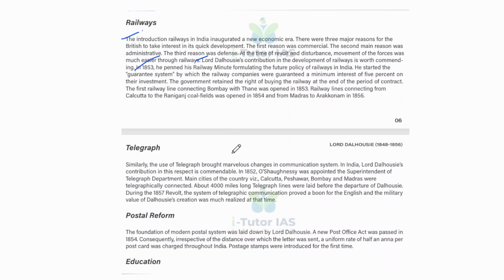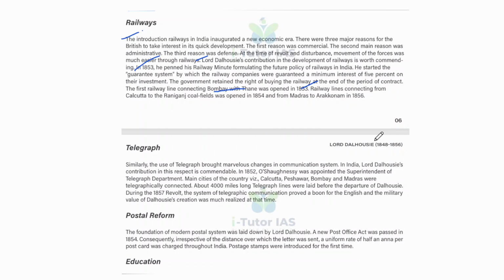And in 1853, he penned his railway minute formulating the future policy of railways in India, and he started the guarantee system by which the railway companies were guaranteed a minimum interest of 5% on their investment, and the government retained the right of buying the railway at the end of the period of contract. The first railway line connecting Bombay with Thane was opened in 1853, and the railway line connecting Calcutta to Raniganj coalfield was opened in 1854.